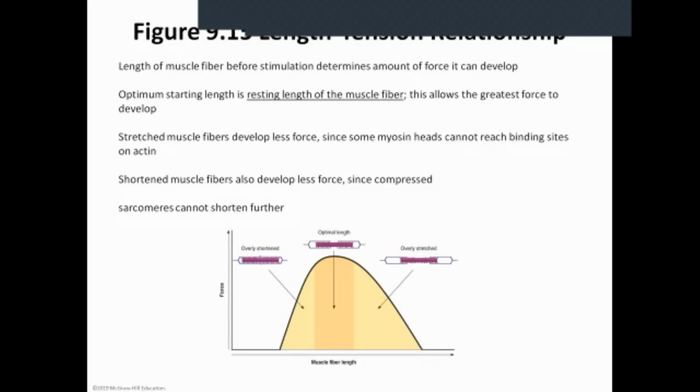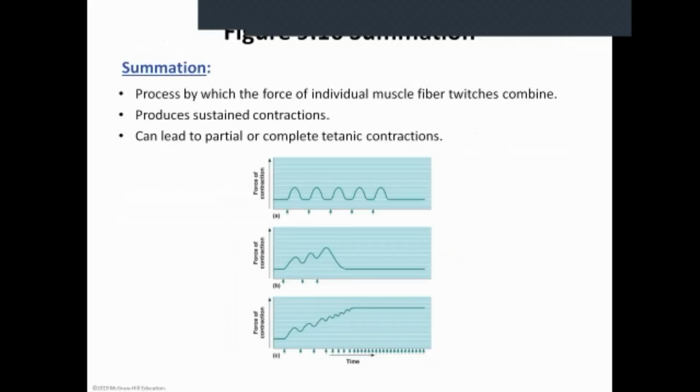Stretched muscles are going to have less force because the myosin heads can't actually reach the binding site. So overly stretched doesn't do a good thing. Same thing with overly shortened. It doesn't develop as much force because it's compressed, so the sarcomeres can't shorten any further. So the optimum length of the muscle fiber to get the greatest amount of force would be at resting.